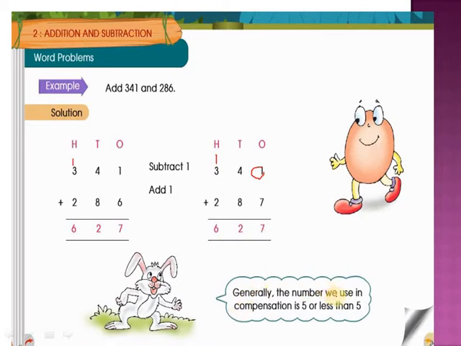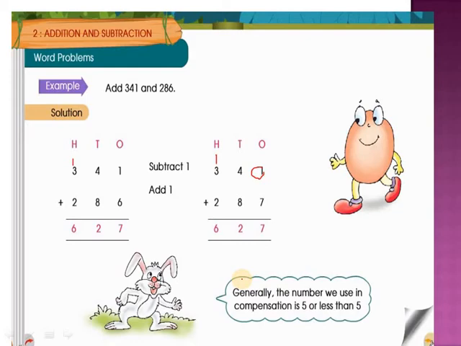So generally the number we use for compensation is 5. It should be 5 or less than 5. You can take 0, 1, 2, 3, 4 or 5. It should always be less than 5 or 5.